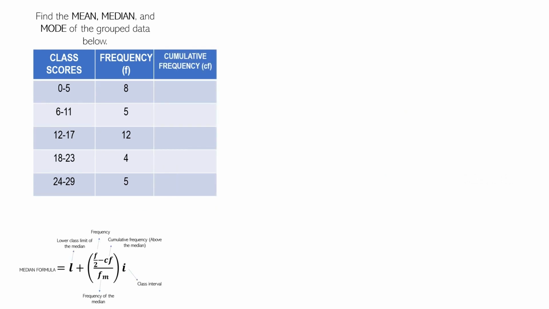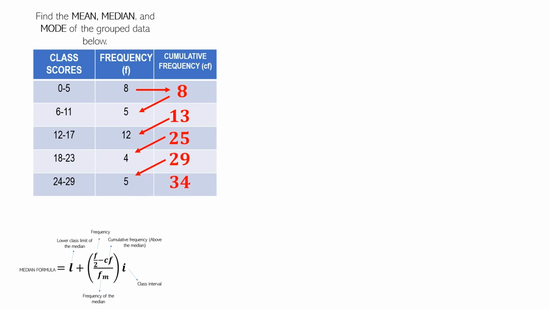But before that, we need another column which is the cumulative frequency or the CF. To fill in the cumulative frequency, we start with the first frequency which is 8. For the second data, we add 8 and 5 which is 13. For the third one, 13 plus 12 is 25. The fourth one, 25 plus 4 is 29. Lastly, 29 plus 5 is 34.